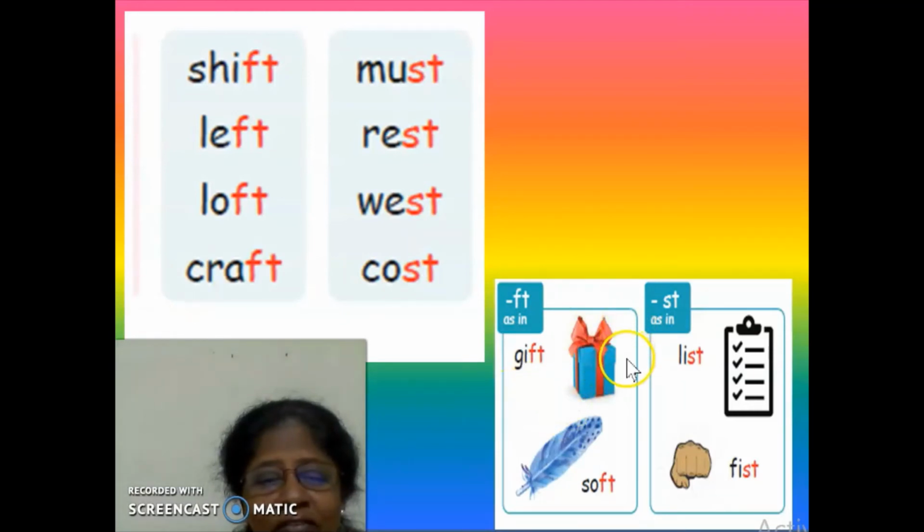Okay, so you see gift here. Gift, soft. The feathers are soft. Then you have the list of things that you have to do. List. And then fist. When you put all your fingers together like this, you make a fist. I hope you learned all these sounds well. Repeat it after me and listen to it and just read it. This is not about your writing. This is reading. So please listen to it and open your mouth and keep saying the words again and again.